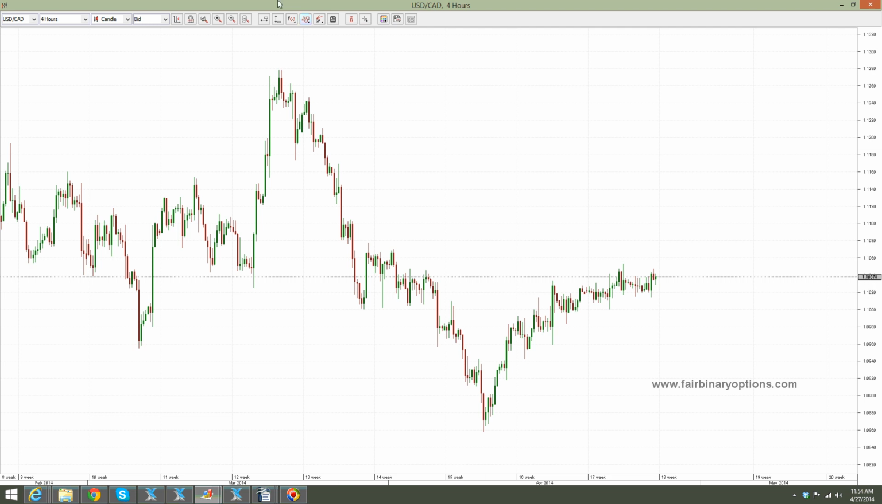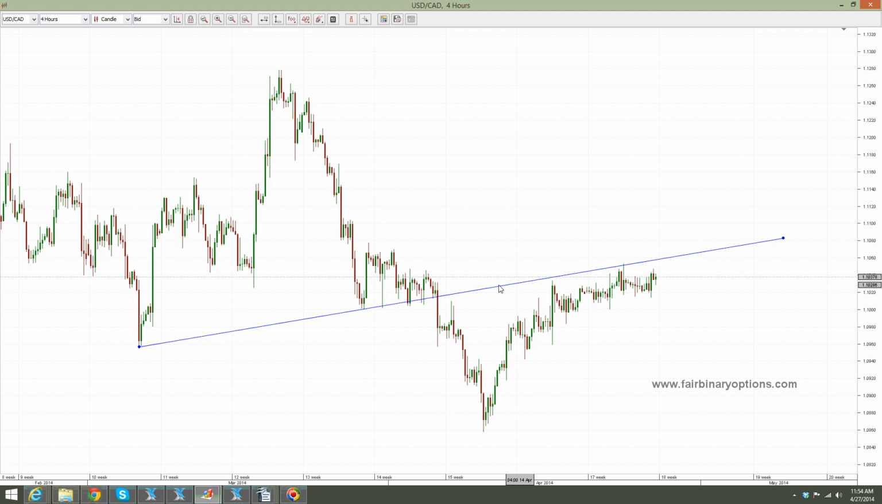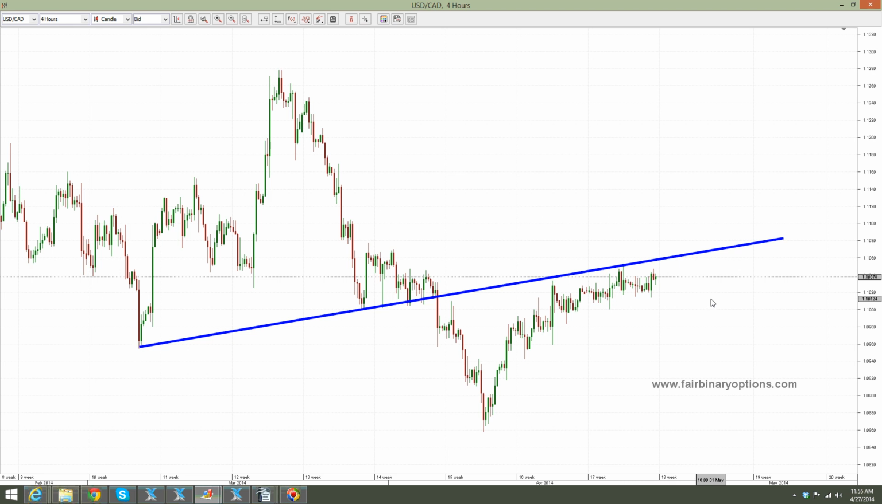The reason for that is the fact that if you draw a line from here to here like this, this is the potential neckline for our potential, of course, inverse head and shoulders pattern. Now an inverse head and shoulders pattern has the same rules and principles like a regular and normal head and shoulders, only that this one is a reversal pattern that comes after a bearish trend.